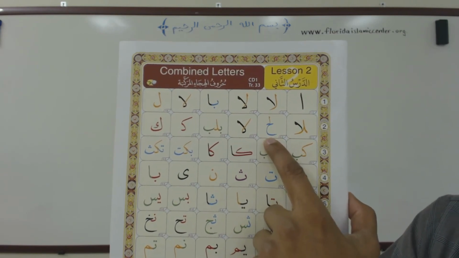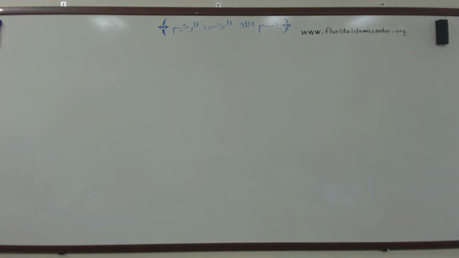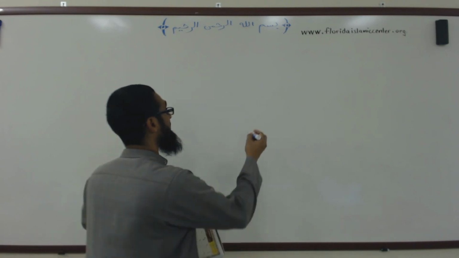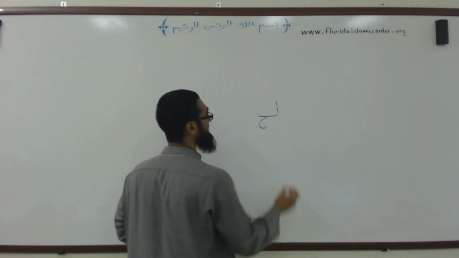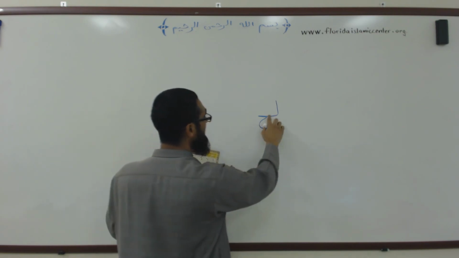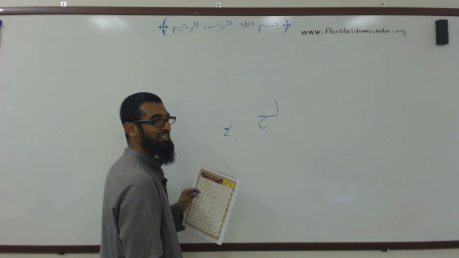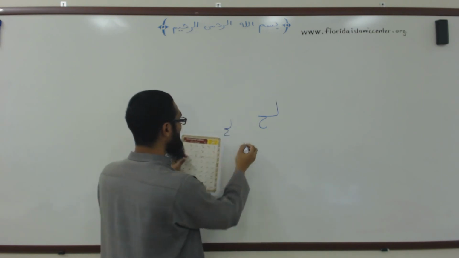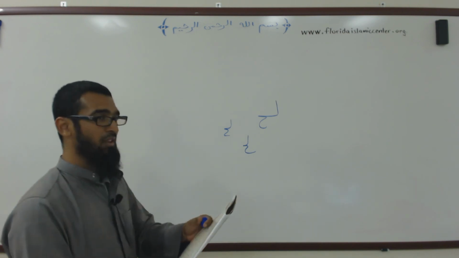Now this is what? Lam, ha. This is lam, ha. In Arabic, a lot of times what they do, right? Instead of writing the lam like this and then the ha like that, instead of this space right there, they just cut it short and just put the ha at the bottom of it. Okay? So they did the lam and then they made the ha right at the bottom. How would you pronounce that?